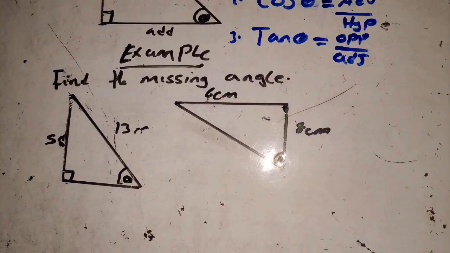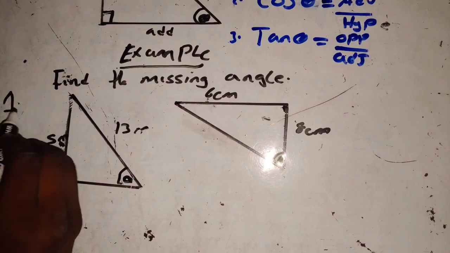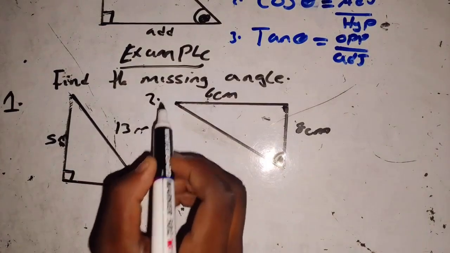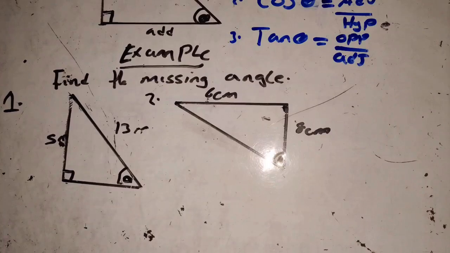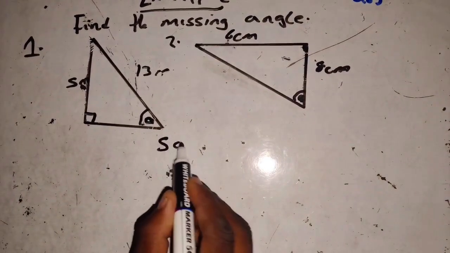The first thing that you need to do before you start your calculation is looking at the sides given and identify the sides given. So if you see here, this is example 1 and this is example 2. On example 1, let's write our solution down.